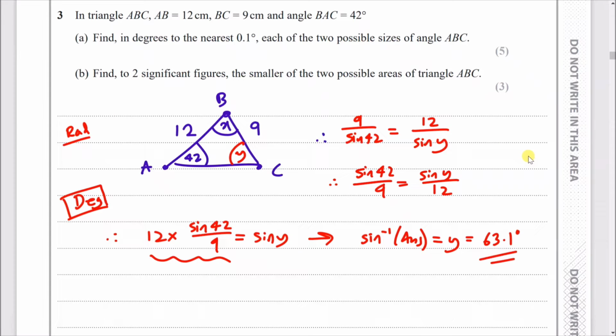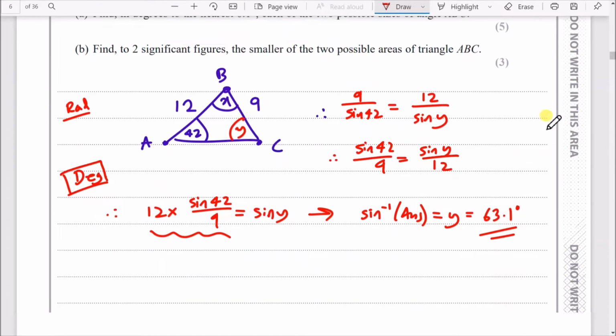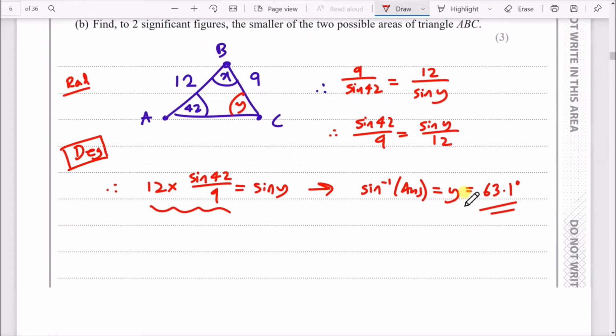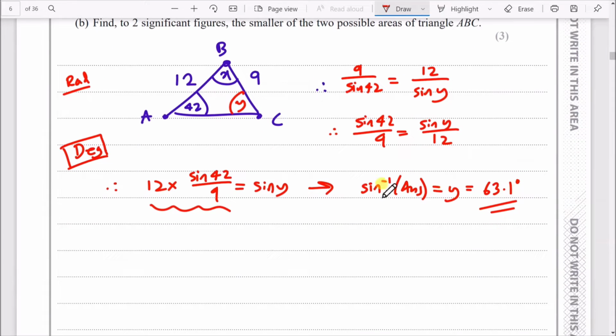Okay? Now, another thing you also need to do is, let's have a look. Because they want two possible sizes of angle ABC, we should also have 2 possible sizes of angle y, yeah? Because of the sine property, you could get either an obtuse angle or an acute angle, so they're not really clear. At the moment, we've got an angle less than 90, so this is acute. To get the obtuse version, you just got to take this away from 180. So let's just call this the first angle.